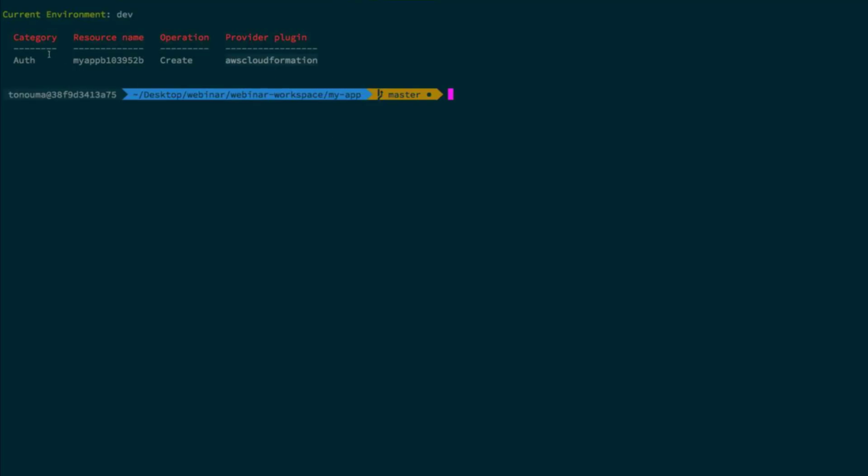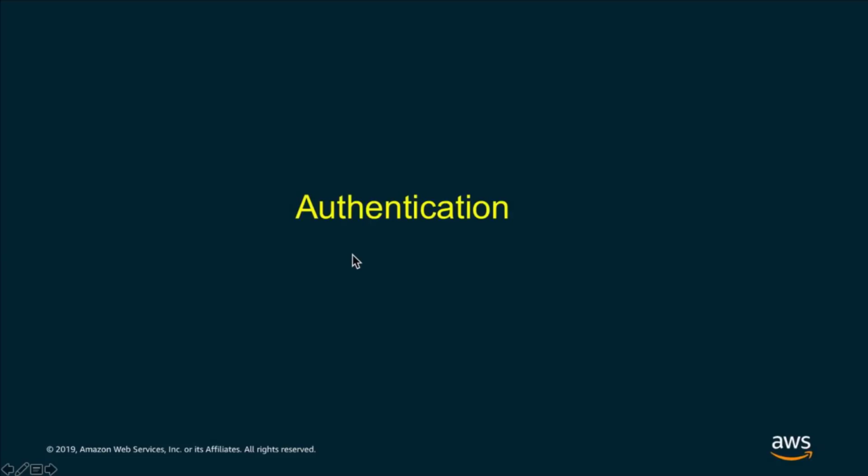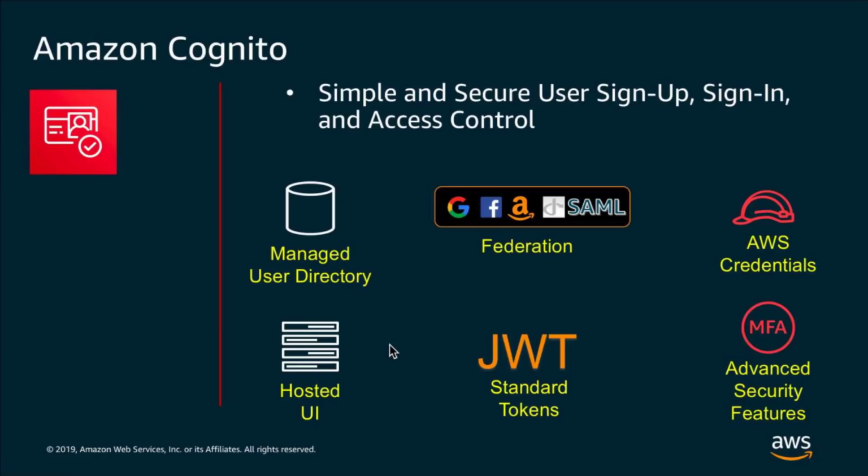So before we go ahead and do this deployment, let's talk about authentication for a bit. The main component that we use for authentication is Amazon Cognito. Amazon Cognito is a simple, secure, and fully managed service that lets you add user sign-in capabilities to your web and mobile applications.